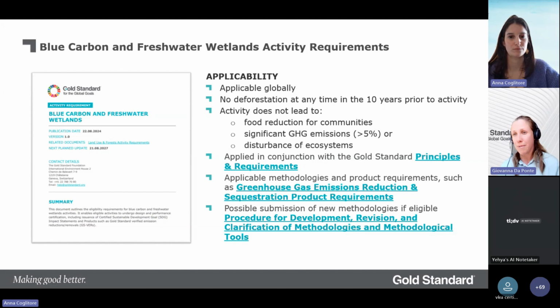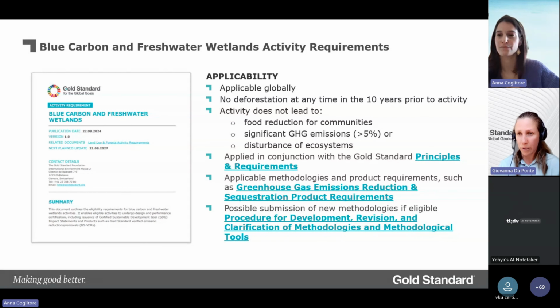These are the projects that are mainly encouraged, and there are others, but this is just a couple of ideas on what type of projects we are looking into under this framework. Also important to mention is that this framework is applied in conjunction with other Gold Standard documentation and requirements, such as the principles and requirements.